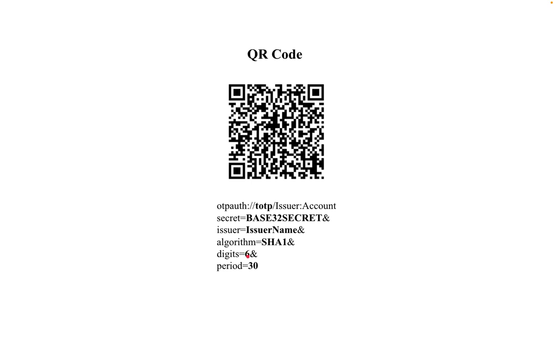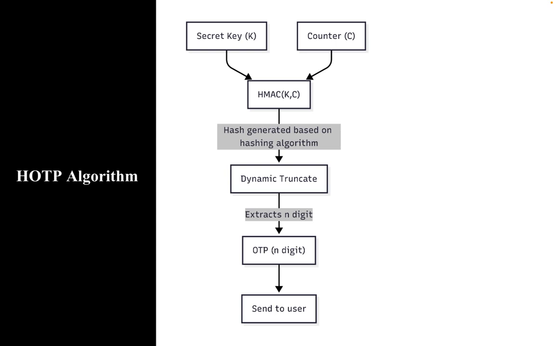Digits: 6. So how many digits of OTP are required? Maybe some server would require an OTP of 8 digits, but usually we go for 6 digits. And period in seconds. In this case, we have an OTP life cycle of 30 seconds. So after 30 seconds, the OTP is not valid, and the authenticator app would be responsible for creating a new OTP for the authentication.